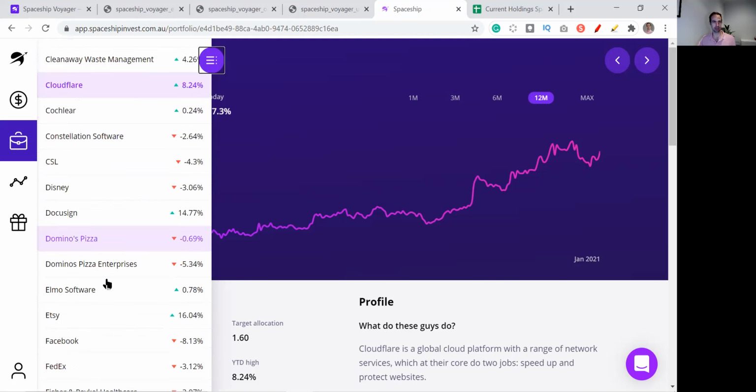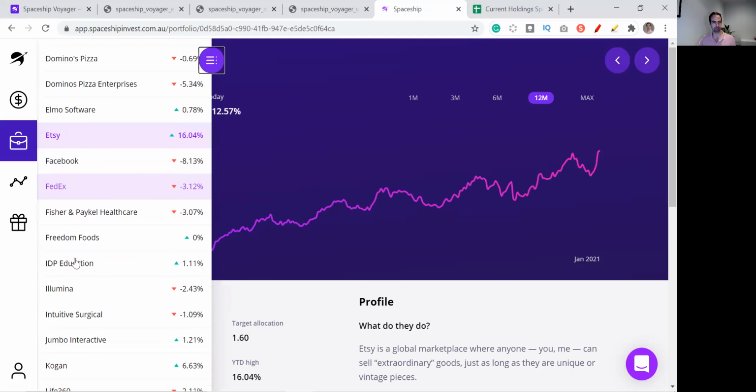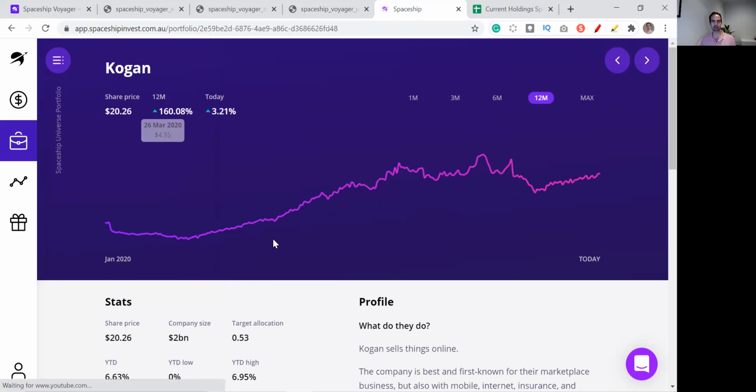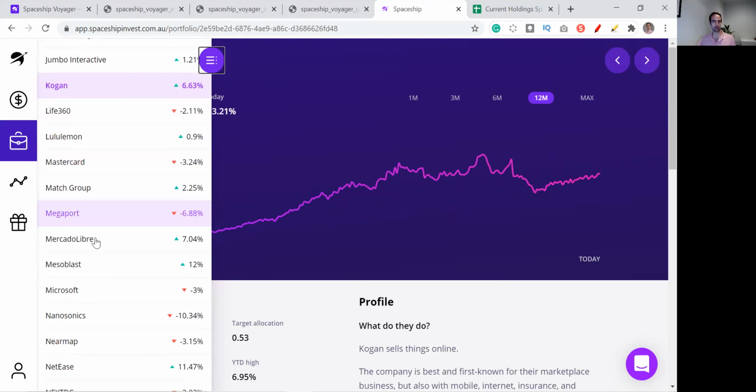Going a little bit further down, Etsy is another great performer over the last 12 months. It's an American company again. Kogan is another stock that did really well here in Australia. And they have just grown massively, and they have just benefited from the lockdowns as well.